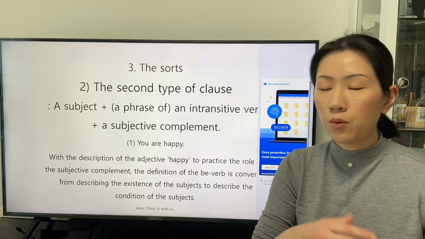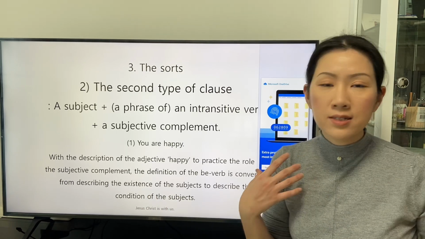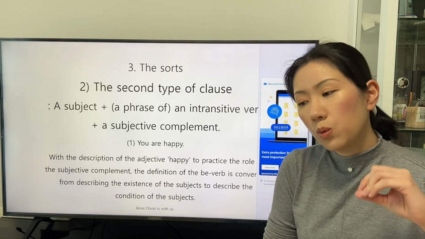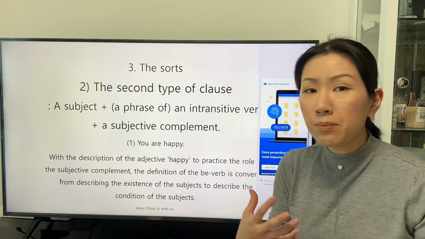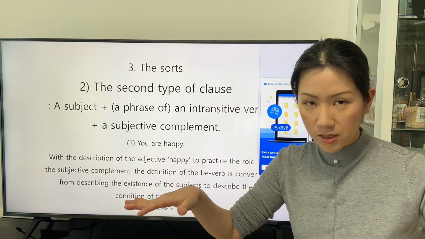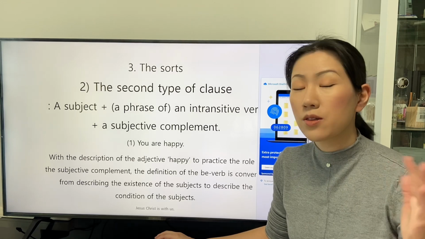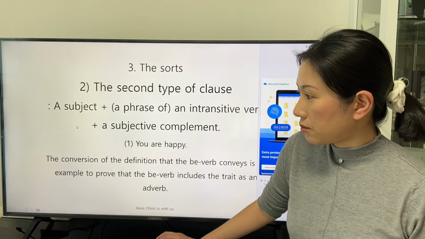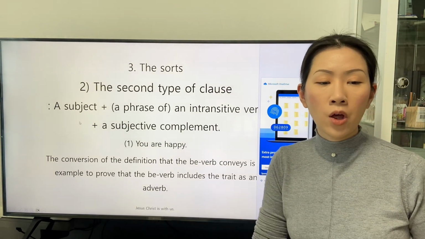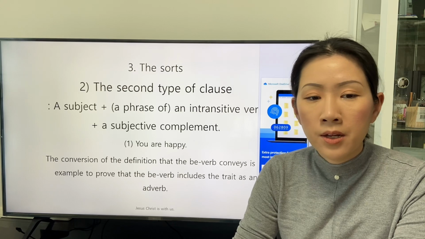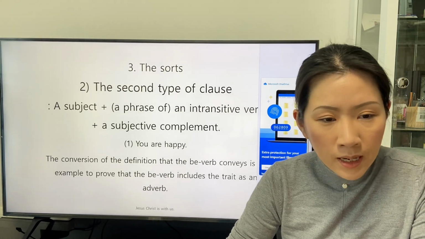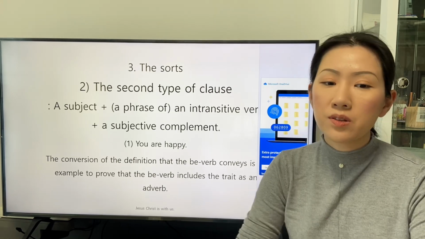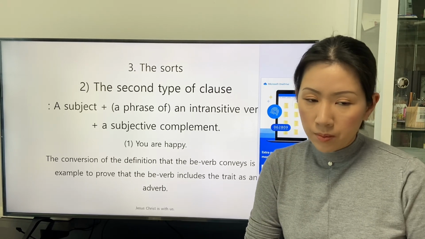After we understand or accept that the listeners exist, we are able to understand how the subjects are. The conversion of the definition that the be verb conveys is an example to prove that the be verb includes the trait as an adverb.